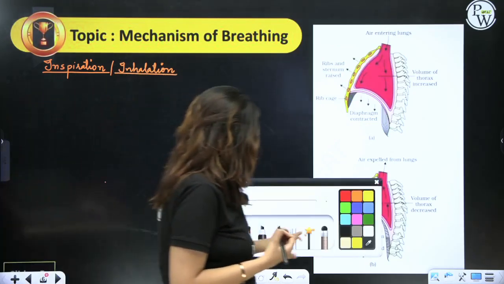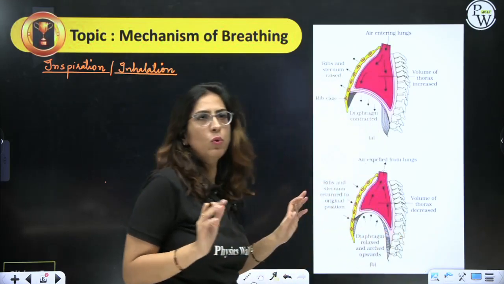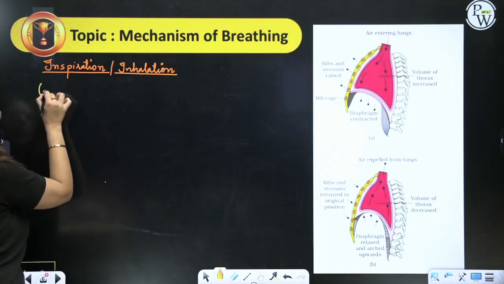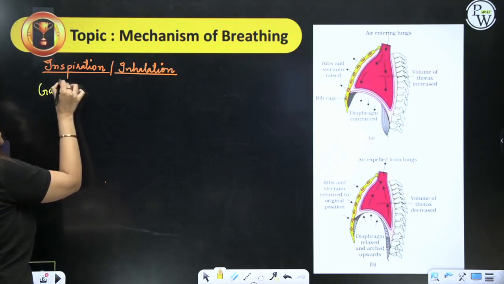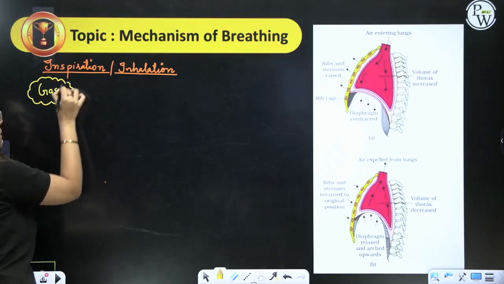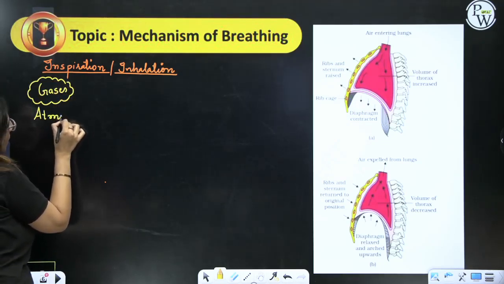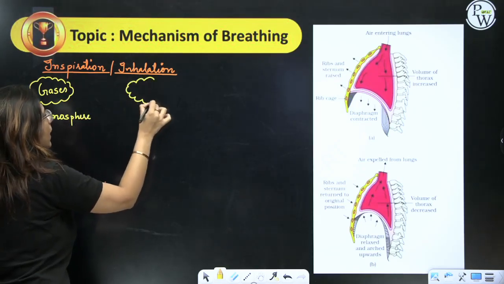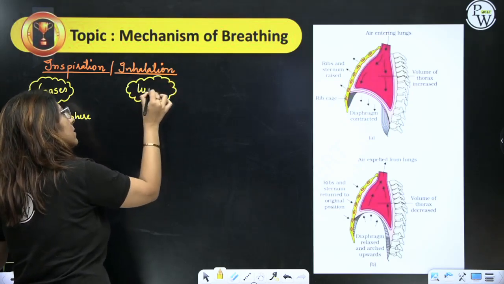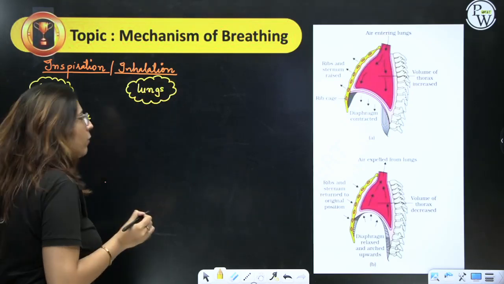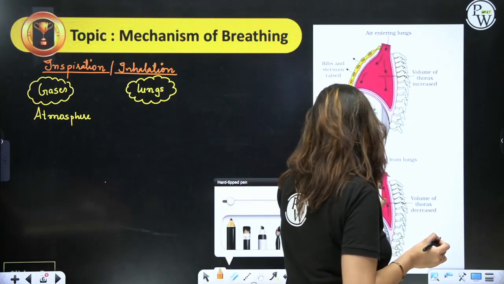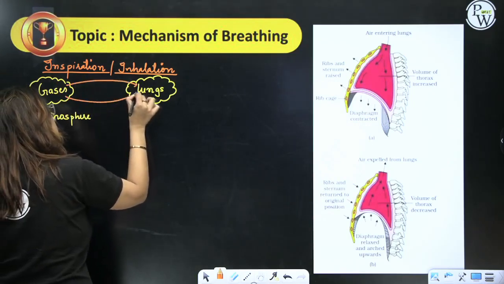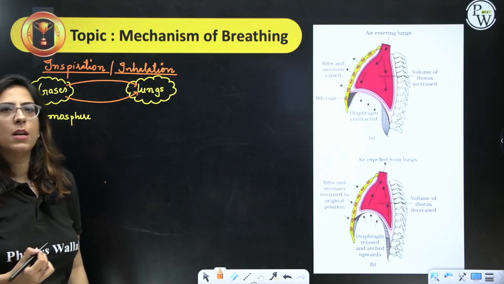Now, inhalation. Listen very carefully. I'm going to make this topic interesting. Now, we have gases present in the atmosphere. Where are these gases present? In the atmosphere. Right? I want them to enter into the lungs. Clear? Now, how is it possible?